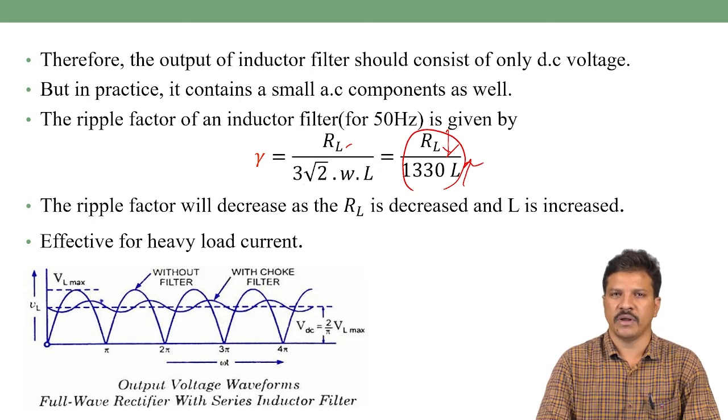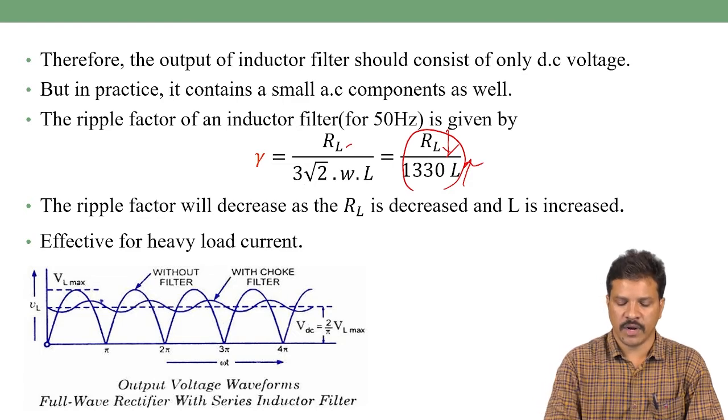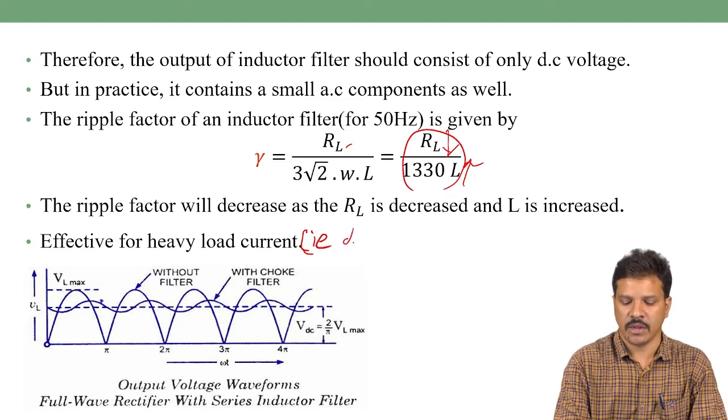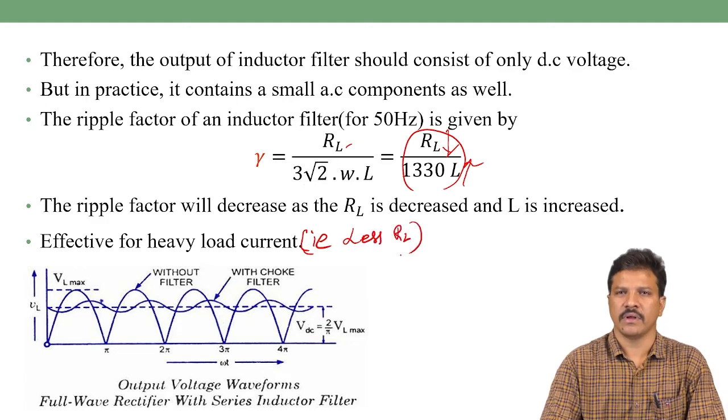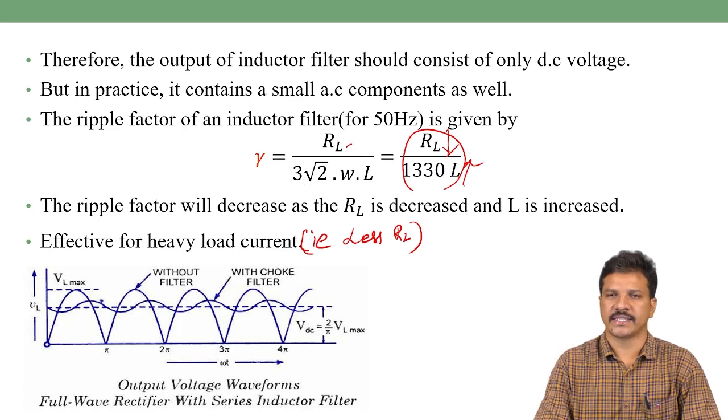Suppose we prefer different loads. In all cases this inductor filter is not useful. It is effectively used for heavy load current, which means less load resistance. For less load resistance, the ripple factor will be less, and for this kind of load we can use the inductor filter.